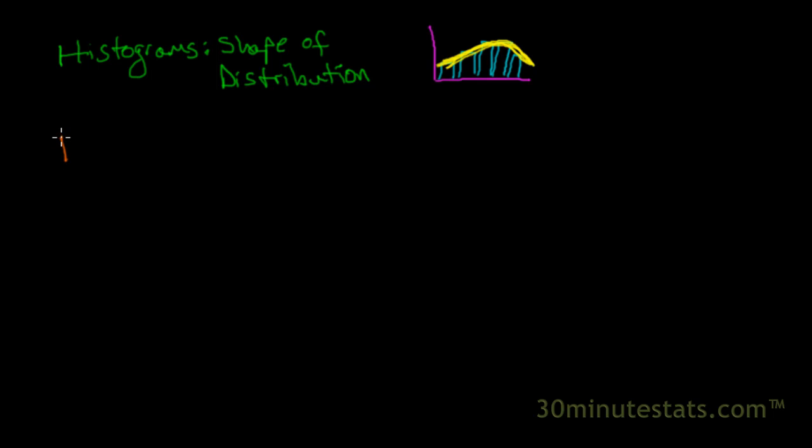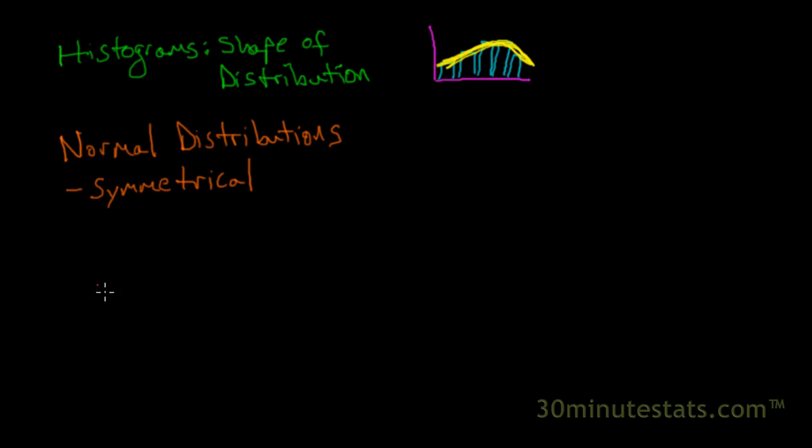There are normal distributions, and normal distributions have some important characteristics. They tend to be symmetrical. So the left side looks like the right side. You could fold the graph over on itself right down the middle, and they would seem very similar. Sometimes these are called bell curves because if you imagine the shape of a bell, you'll get that shape in the curve itself.